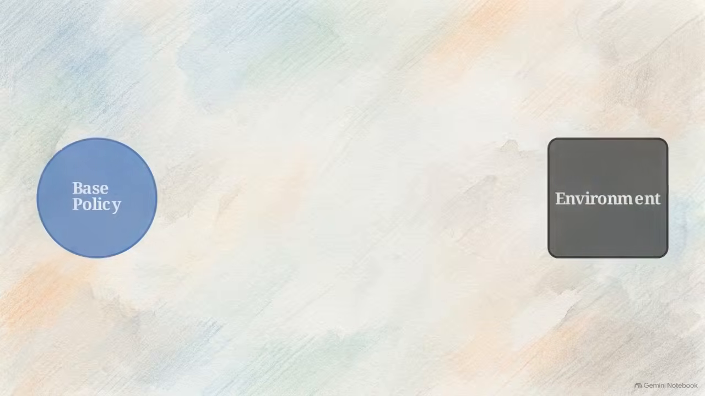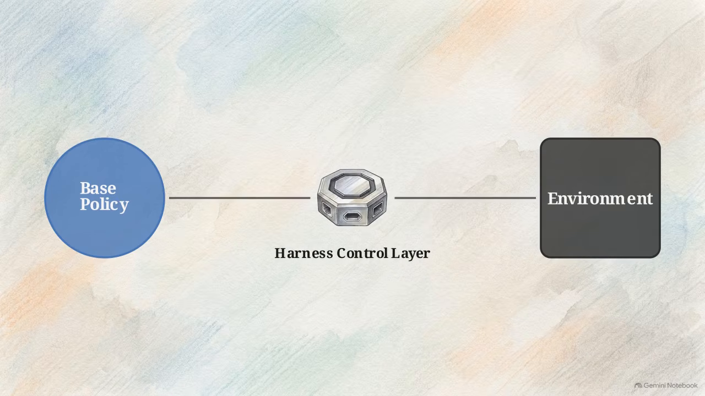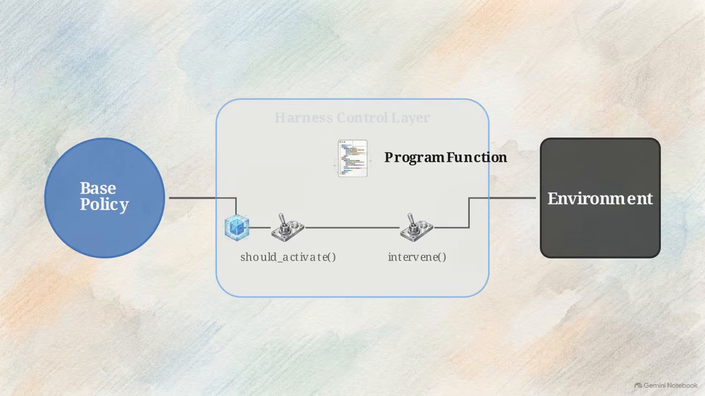In a standard ReAct policy loop, the architecture is simple. The base LLM proposes an action, and that raw action directly hits the execution environment. HASP breaks that direct connection. It inserts a control layer strictly between the policy's proposal and the environment itself. The active unit inside this control layer is the program function, a typed Python object governed by a strict two-method contract. Inside the harness node, an action hits a logic gate labeled should_activate.